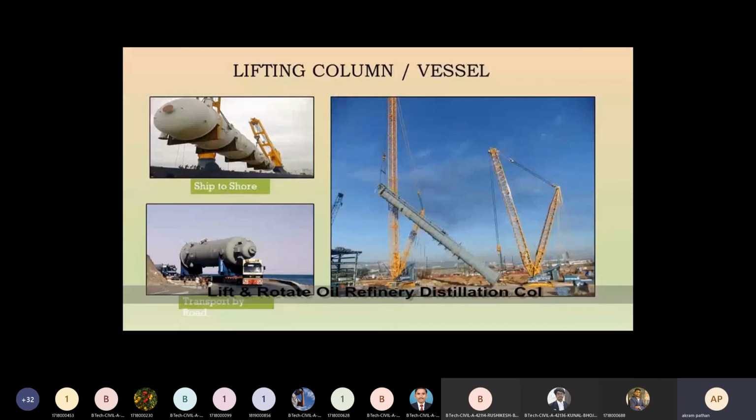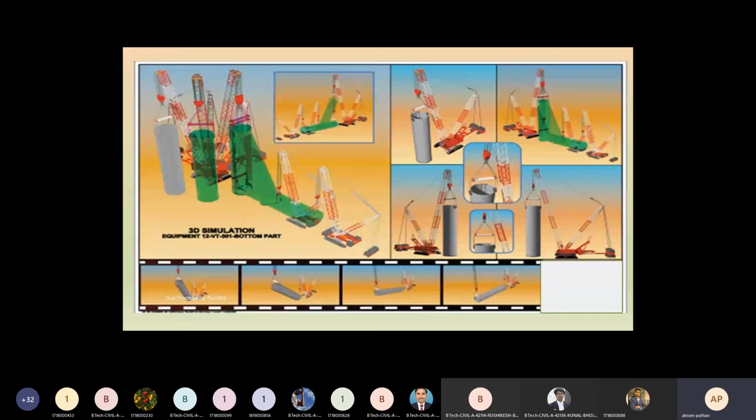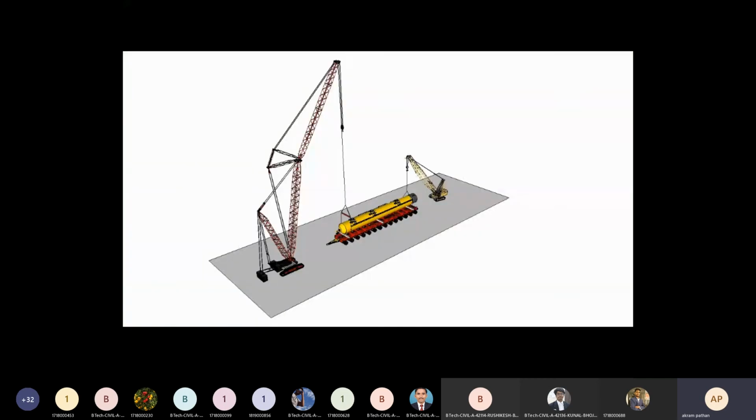Cranes lifting column. Lifting oil refinery distillation column from the horizontal and rotating to the vertical without touching the ground using 2 cranes.